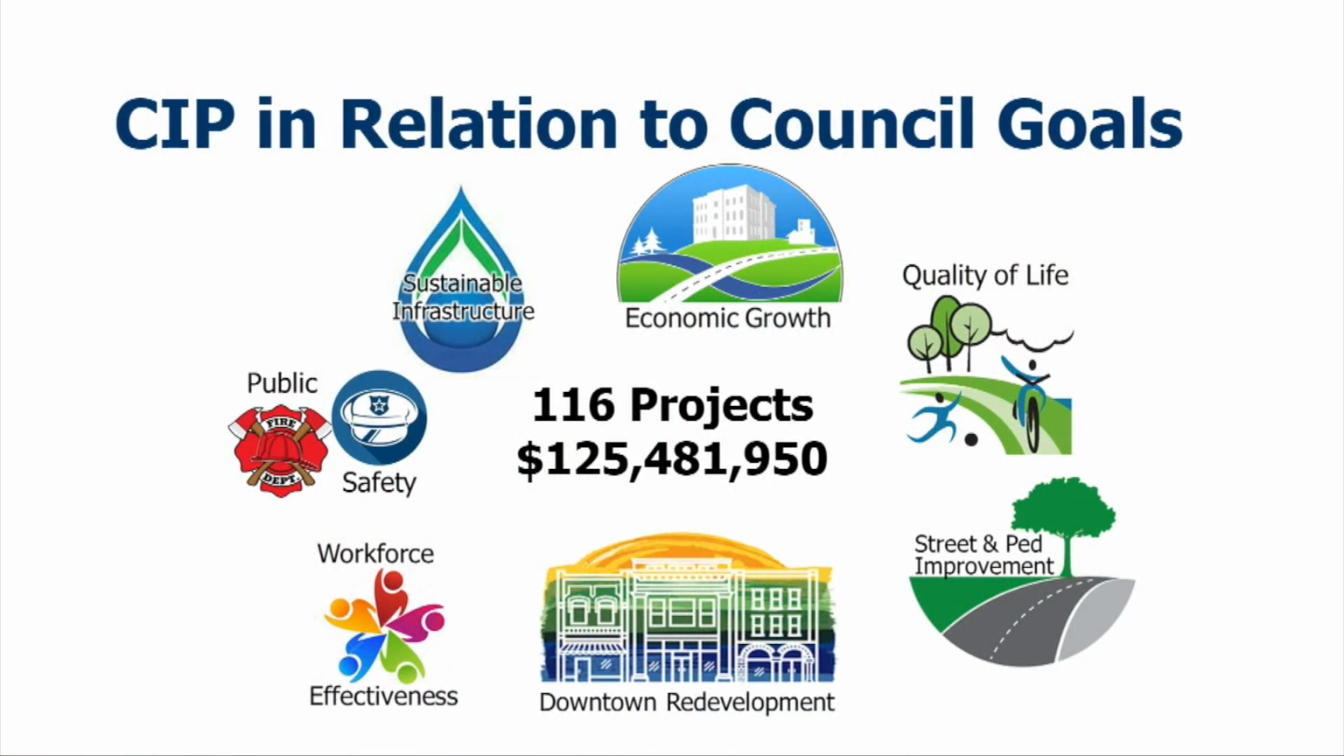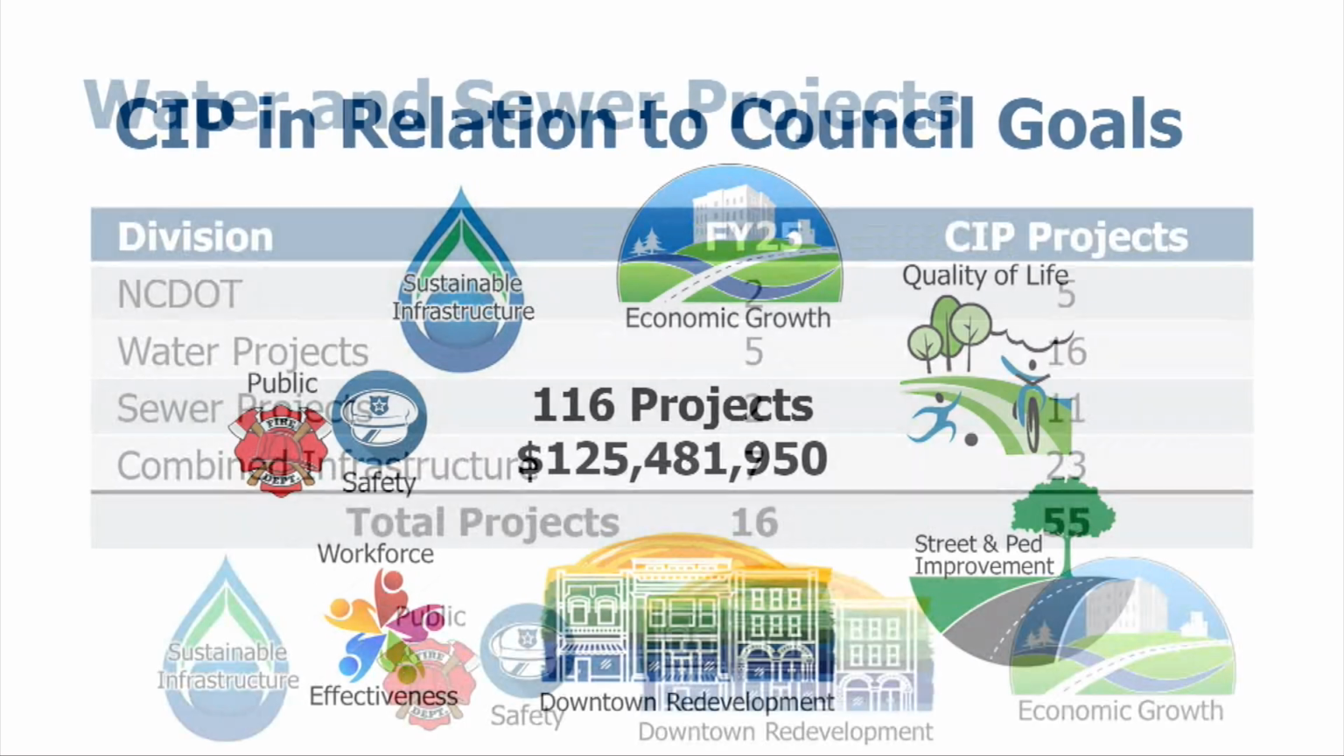So one of the things that we did do is, I've shown this to City Council before, I really haven't shown it to you, but we have a total of 116 projects in the capital improvement plan. That includes all that we just talked about, all city projects, not just water and sewer, for a total of $125 million.